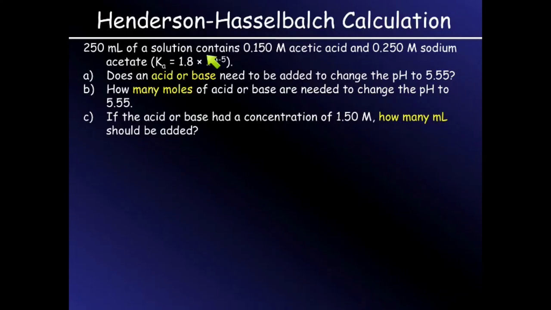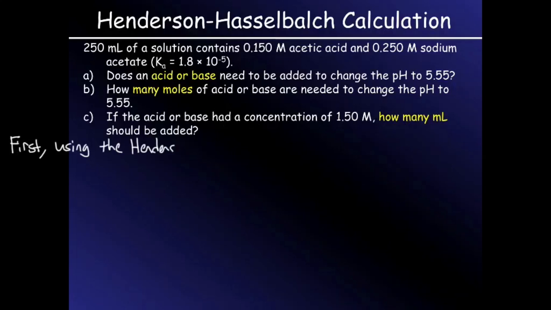We have 250 milliliters of a 0.15 molar acetic acid and a 0.25 molar sodium acetate solution. Do we need to add acid or base to change the pH to 5.55? How many moles of acid or base do we need to add? And if we know the concentration of the acid or base we have is 1.5, how many milliliters do we need to add?